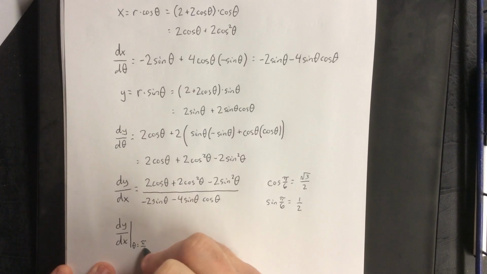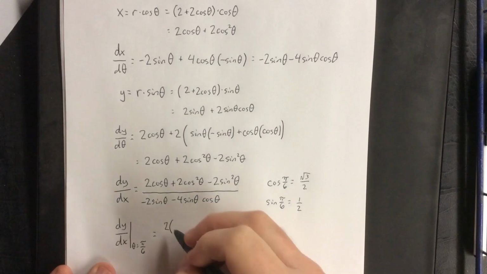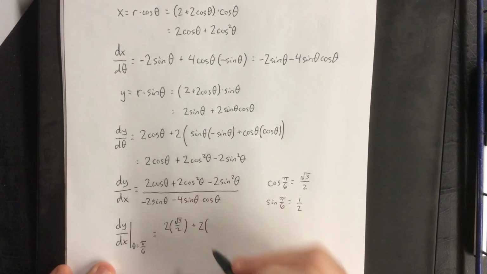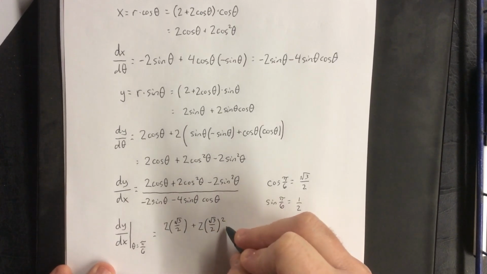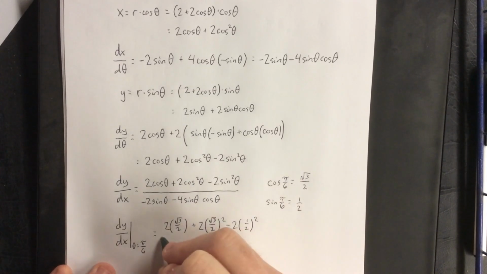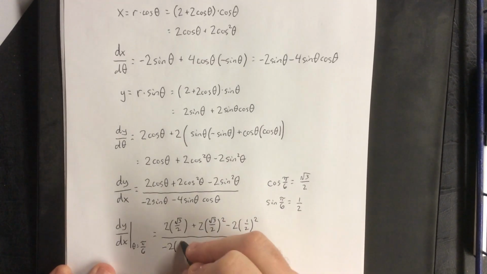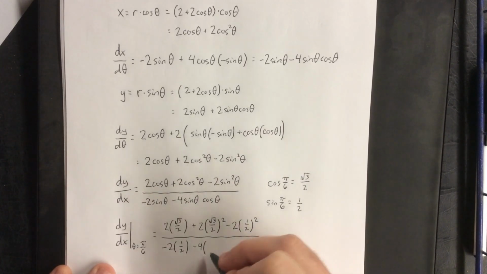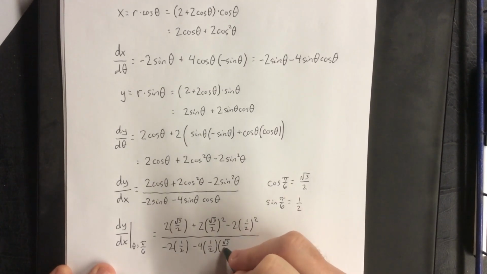So dy dx evaluated at theta equals pi over 6 will be 2 times the cosine of theta, that's root 3 over 2, plus 2 times the cosine squared of theta, so root 3 over 2, quantity squared, minus 2 times the sine squared theta, so that'll be 1/2 squared. This is all over negative 2 times the sine of theta, that'll be 1/2, minus 4 times the sine of theta, which is 1/2, times the cosine of theta, which is root 3 over 2.